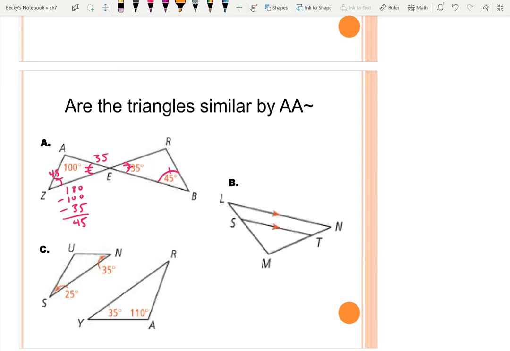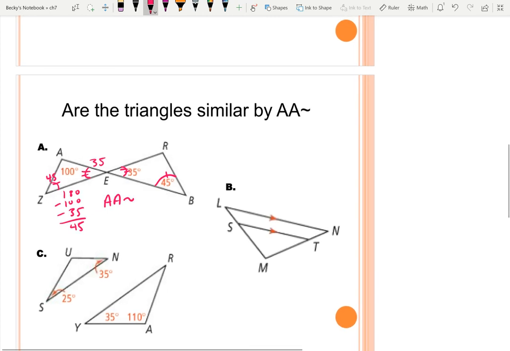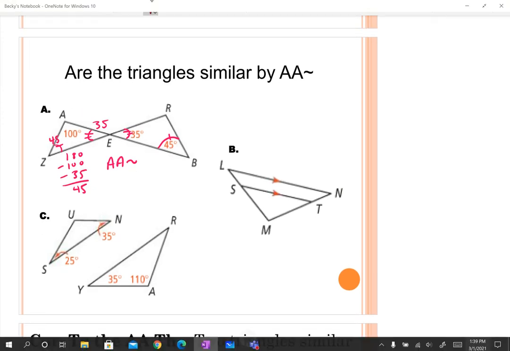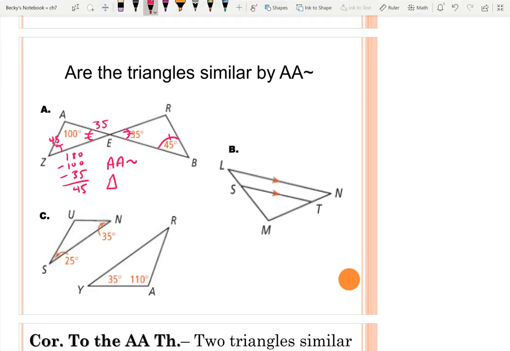We have to prove two. So yes, this is similar by AA similarity. And let's write our similarity statement. Remember, the first one could be in any order. I'm just going to say ZAE. Now go by the angle measures. Z corresponds with B, A with R, and E with E. Now, keep in mind the triangles can be different sizes, so you can't just look at it and say, oh, different sizes doesn't work.